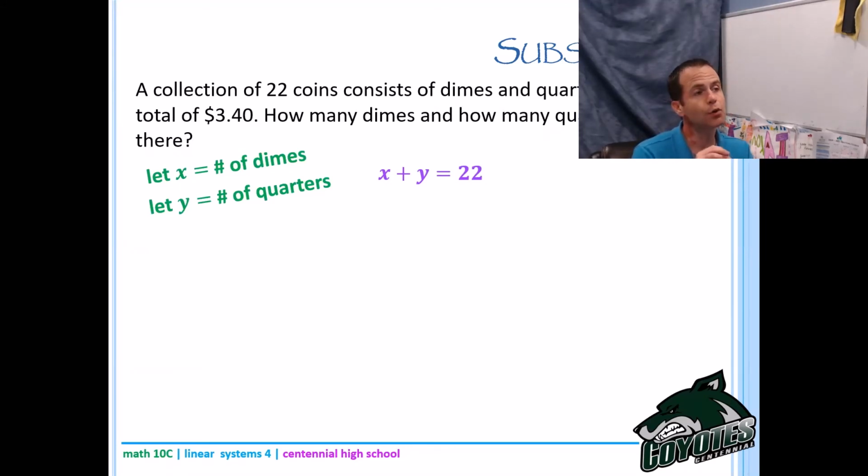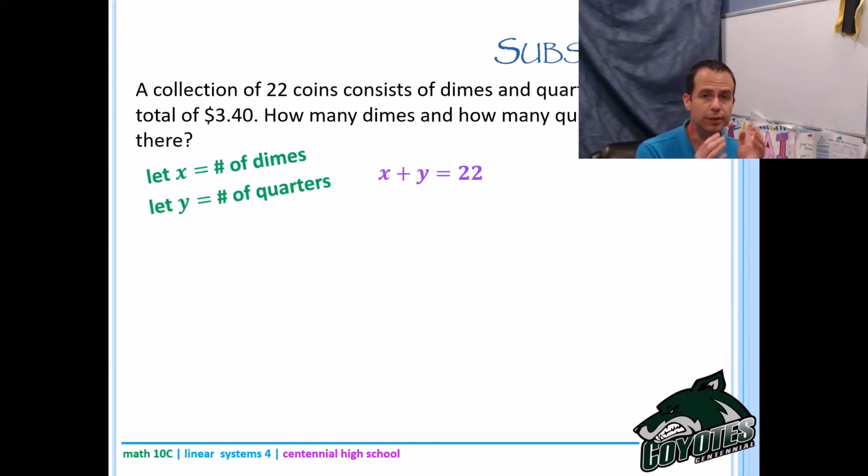There are two different ways I can do this. You just have to be careful that you don't switch your units. I'm going to say a dime is worth 10 cents, so I'm going to call the amount of money I get from dimes 10x. I take the number of dimes I have, multiply it by 10, and that gives me the amount of money I have for dimes. Then for the amount of quarter money, I'm going to go 25 times y because the quarters are 25 cents. Here's where you have to be careful.